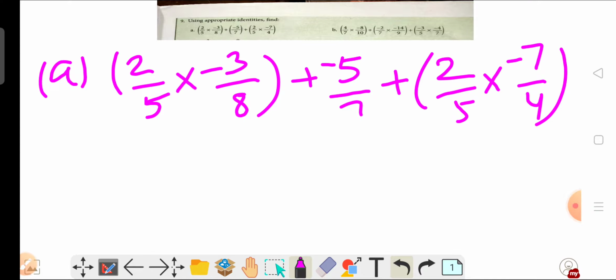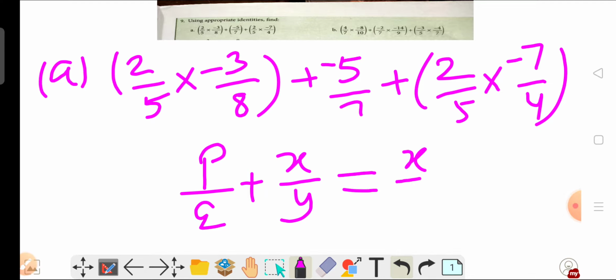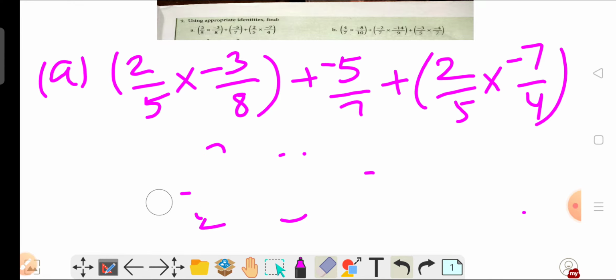Now firstly we have to check which property we can use here. Firstly we use the commutative property of addition of rational numbers, according to which if we have two rational numbers, say p by q plus x by y, this is equal to x by y plus p by q. So according to this property we can change the order of addition of two rational numbers. Clear? We use this property in the last two additions.